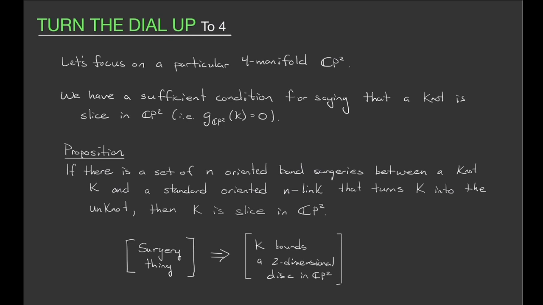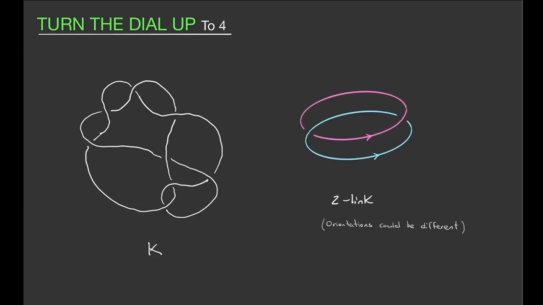So let's check out how this actually works in practice. Say that you have a knot K like this. We said that you should be able to do oriented band surgeries on an n-link. Here, I've put a 2-link. Now, the orientations on each of these individual components could be different. They don't have to be like this. It happens that this set of orientations works out for this particular example. But you may try flipping one of the orientations, perhaps magenta, reverse its orientation, and that could allow you to do some different surgeries. But for here, we'll just use this 2-link.